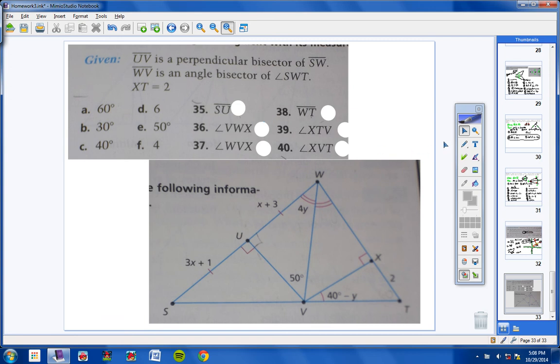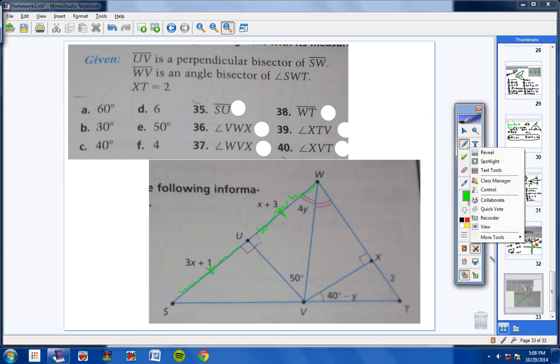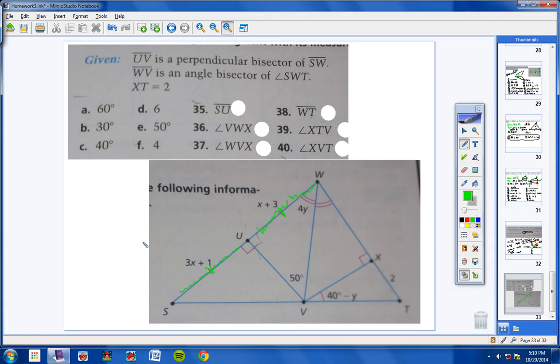These are pretty simple, so we're going to go pretty fast. Let's find the length of SU. Look, students, this segment here has 1 mark, so it's congruent to this segment here because it has 1 mark. So because this segment is congruent to this segment, I can write 3x plus 1 equals this segment here, x plus 3.